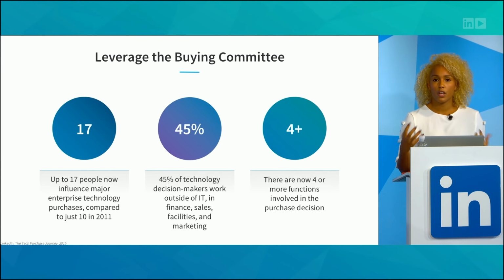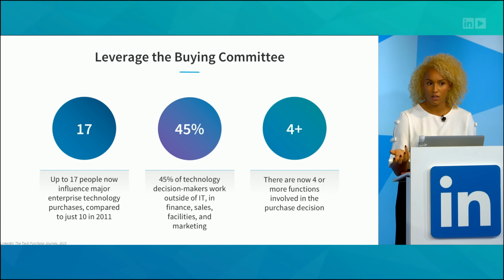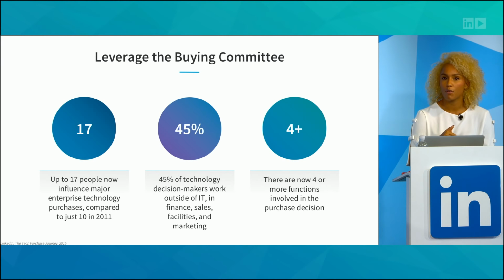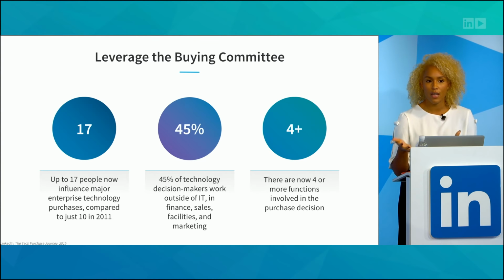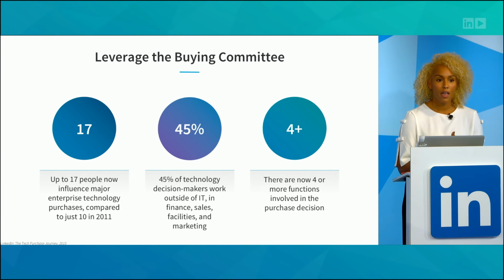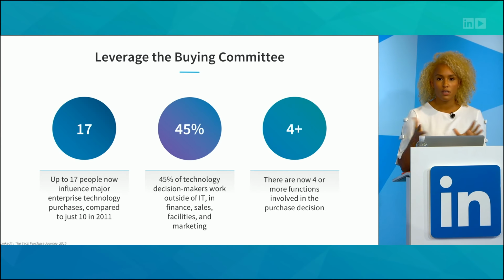The other reason it's really good to know your audience is leveraging the buying committee, because it's changed quite a bit in the last couple of years. There are now about 17 people influencing major enterprise technology decisions, which is up from only 10 in 2011. Also, 45% of technology decision makers work outside of IT. They're in finance, because those are the ones funding the dream, as well as sales, facilities, and marketing. And lastly, there are now 4 or more functions involved in the purchasing decision. So it's not necessarily just the C-suite. Also look at the seniority people, because they're the next generation of those making those decisions.